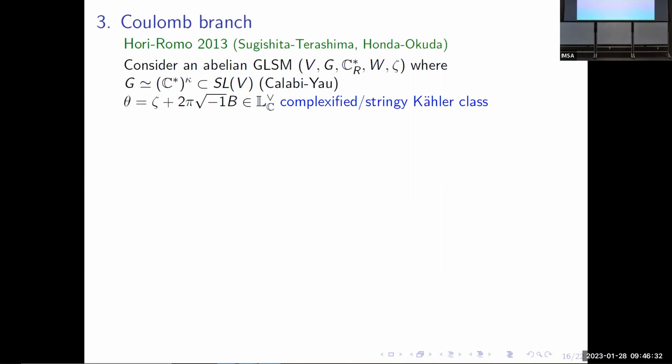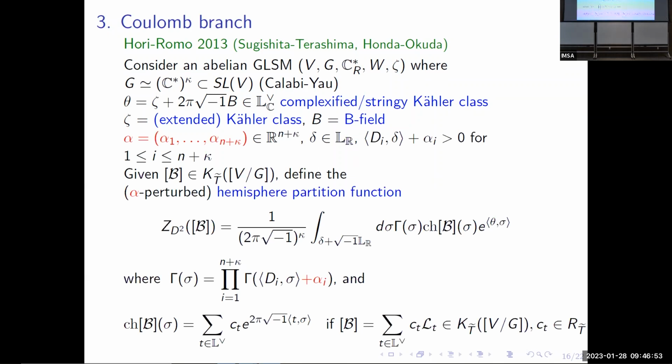Now we consider a complexified or stringy Kähler class, whose real part is C, and imaginary part is this B field. And this alpha will almost correspond to the equivariant perturbation. So given any T equivariant K-theory class on the stack, we define this hemisphere partition function as follows.